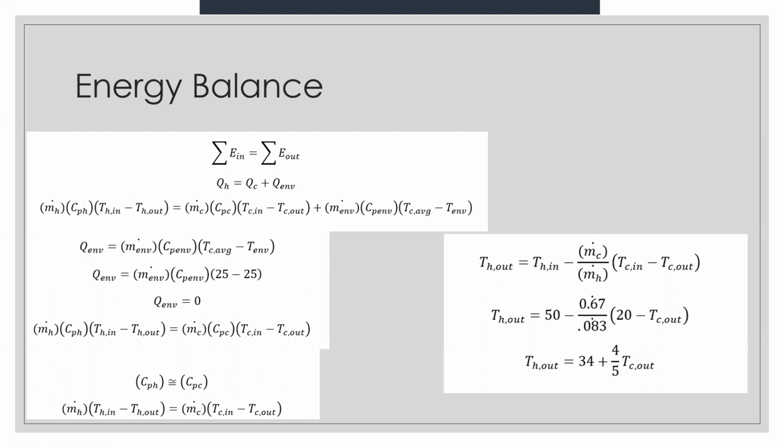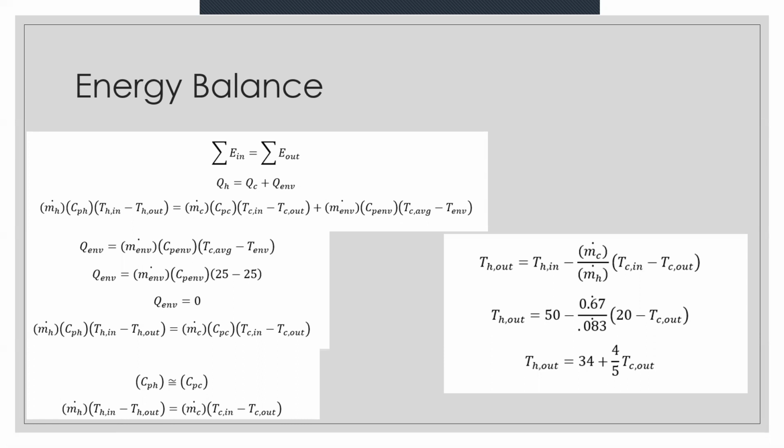In general, the summation of energy in is equal to the summation of energy out. For ours, we have heat from the hot side is equal to the heat of the cold side plus the heat of the environment. Expanding that out, it turns into basically m dot cp delta T terms for the hot side, the cold side, and the environment side, respectively.